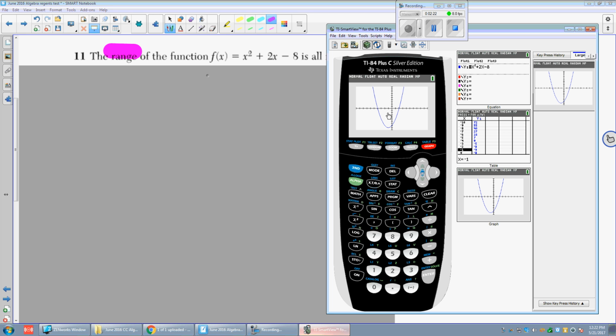It is the x value right around negative 1. So here, the x value right around negative 1 is negative 9. There we go. And look, we have negative 8, negative 8, negative 5, negative 5, 0, 0, 7, 7. So that has the symmetry. So it looks like the range is all numbers greater than or equal to negative 9.